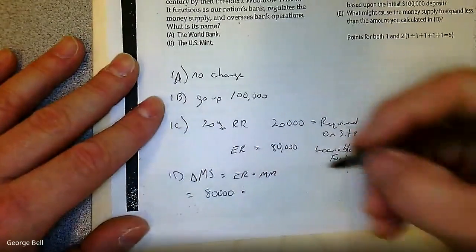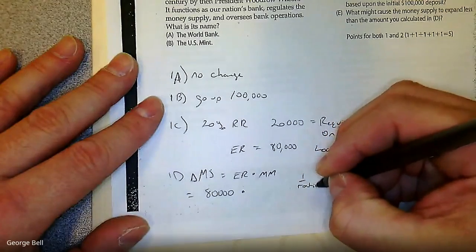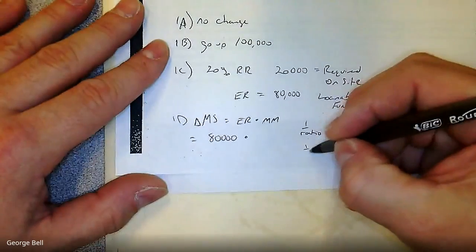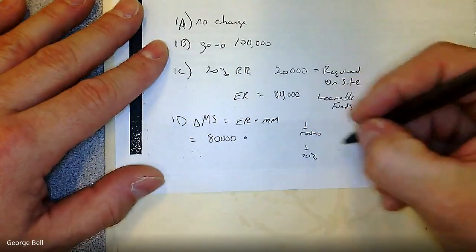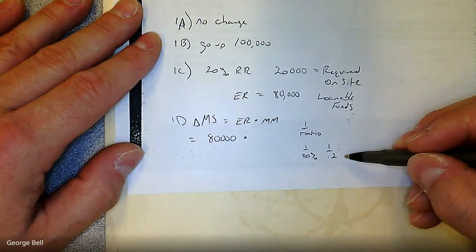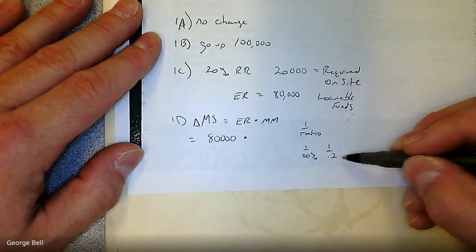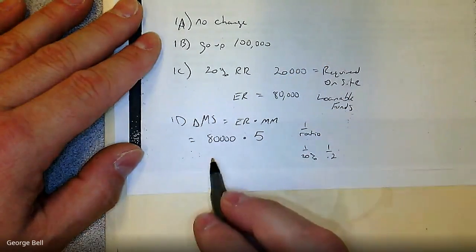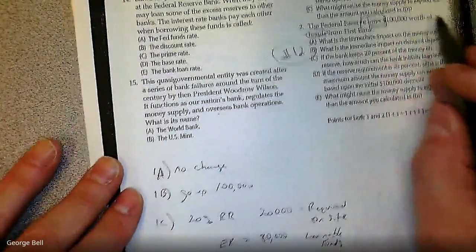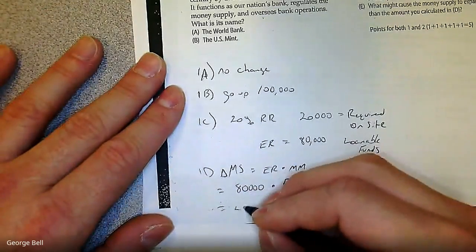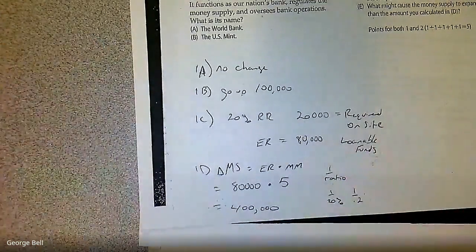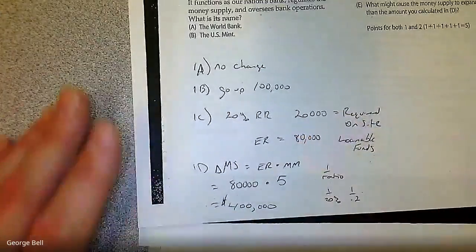The money multiplier is 1 divided by that ratio. The ratio in this problem is 20%. So that means 1 divided by 20%, which means 1 divided by 0.2. So how many times does 0.2 go into a dollar? How many times does 20 cents go into a dollar? The answer is 5 times. So $80,000 times the money multiplier of 5. The answer for 1D then, the maximum that the money supply can expand is $400,000. 5 times 8 is 40. Add the zeros back on. Boom. There you go. $400,000. That's your answer to 1D.